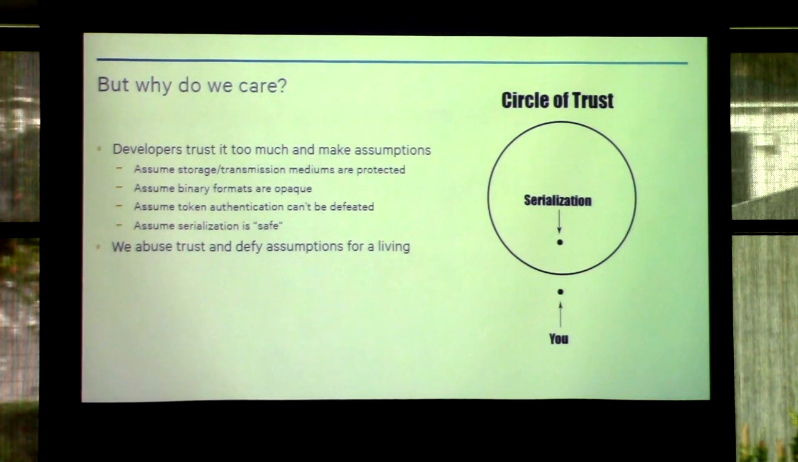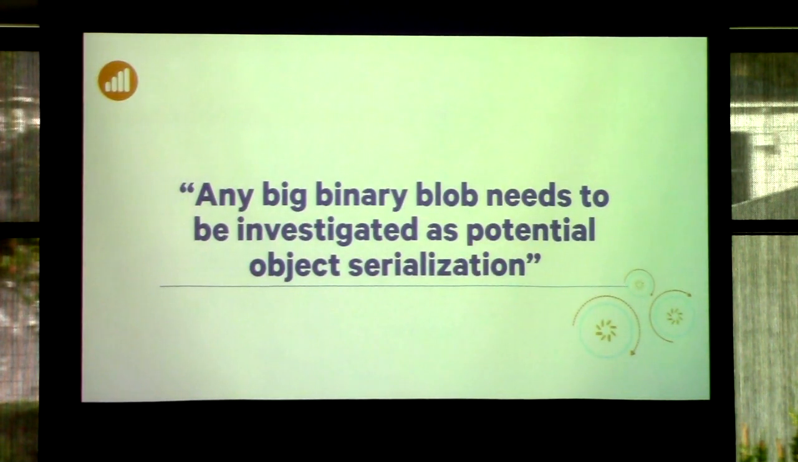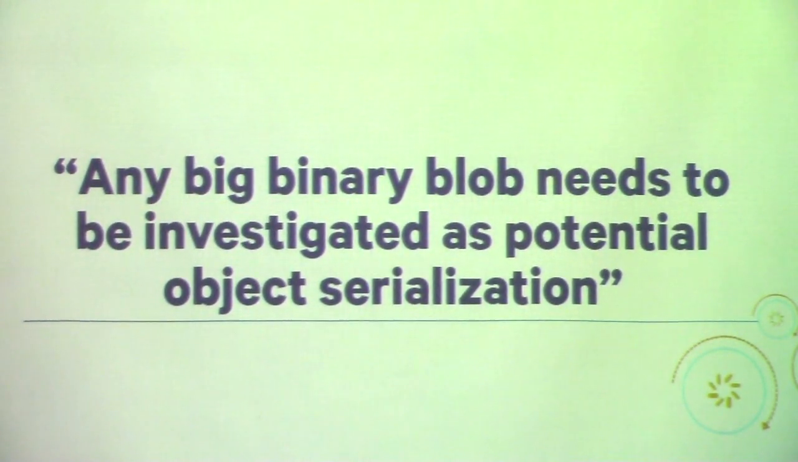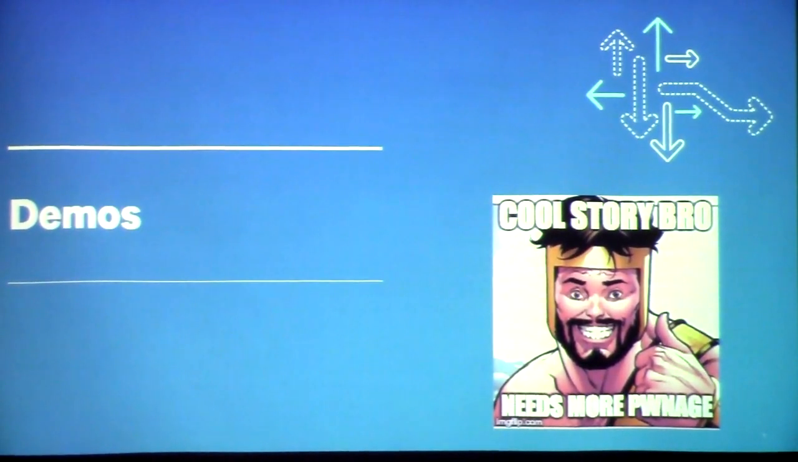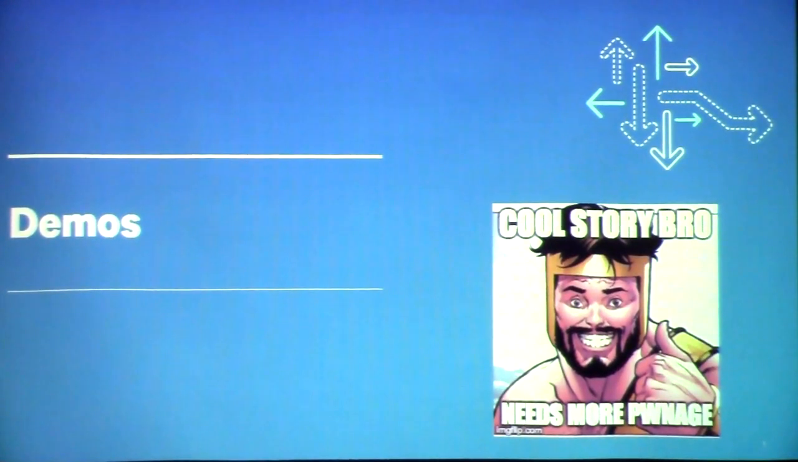So why do we care? The idea is that developers tend to trust these things way more than they should. They look like binary blobs, so therefore nobody's going to mess with them, right? Developers tend to assume that no one's going to mess with these things, that they're going to come back fine. And our job, as people who are testing apps, is to find those places where there's inappropriate trust and see what bad things we can do with them. So one of the goals we're hoping to leave you with is that any big binary blob you see anywhere in an application is something worth digging into and figuring out: what is that data, and how can I mess with it?